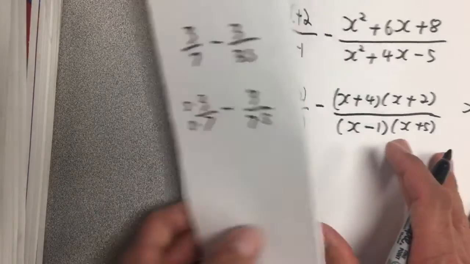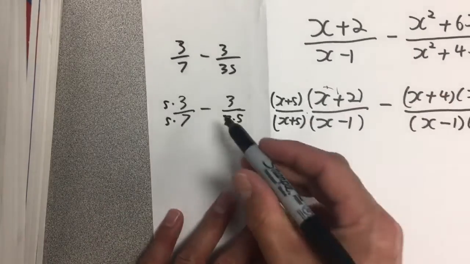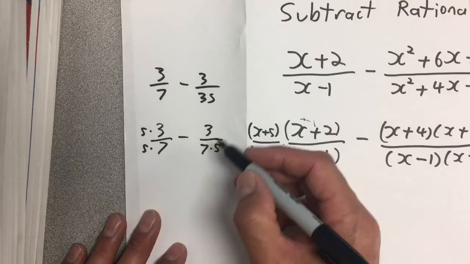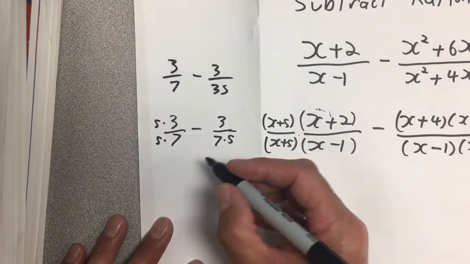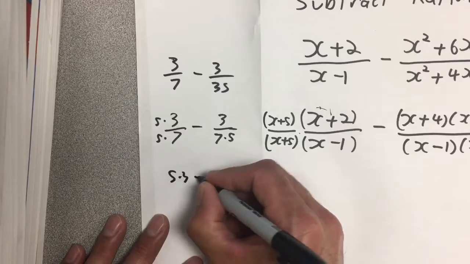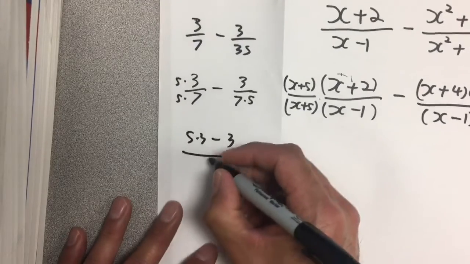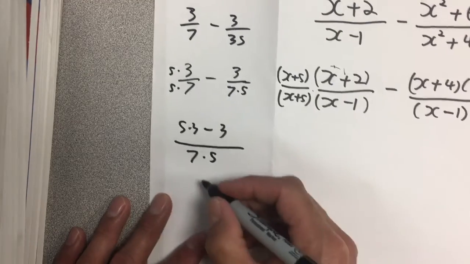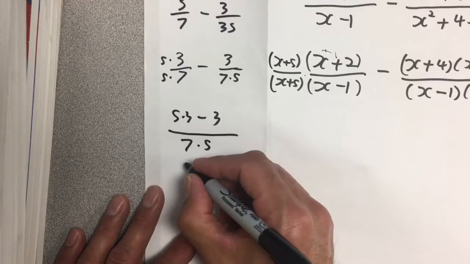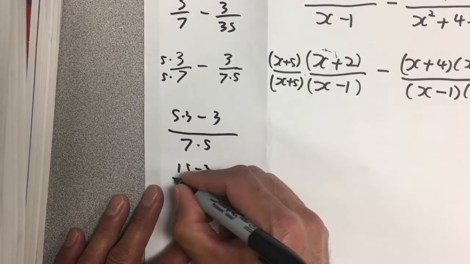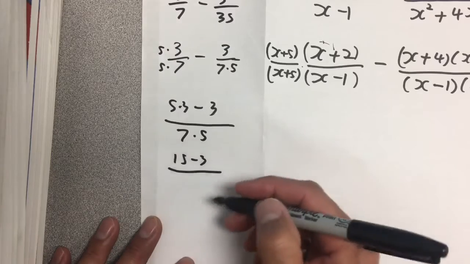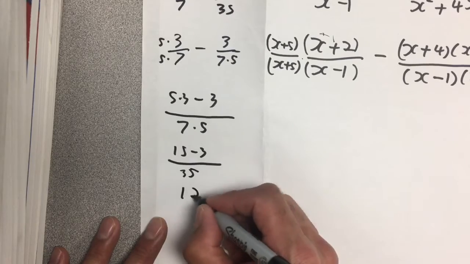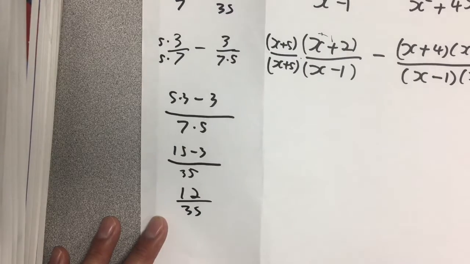Now I'll show you again with the numbers. Once this is done and we have a common denominator, we can write the difference of the numerators over that common denominator. So we've got 5 times 3 minus 3, all over the common denominator of 7 times 5. 5 times 3 is 15. So we have 15 minus 3, all divided by 7 times 5, which is 35, giving us 12 over 35.